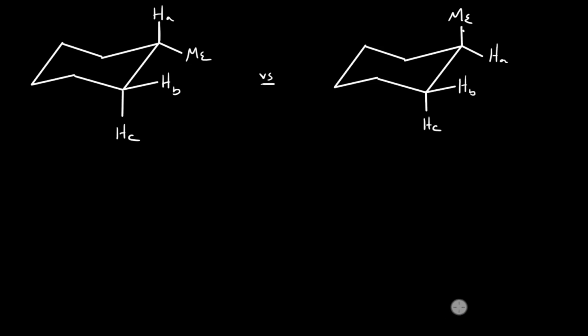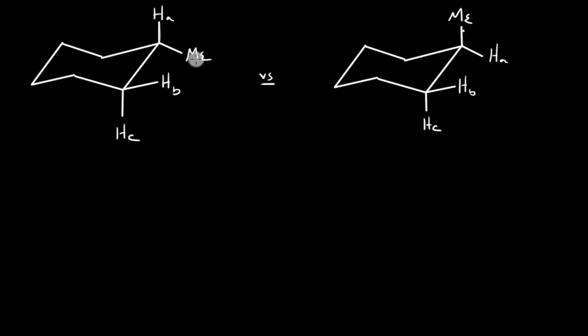So now that you're a little bit more comfortable with equatorial and axial positioning, we can actually start to talk about the stabilities of these two positions. A lot of the time in OChem we like to talk about stability, and this equatorial and axial positioning is really no different. So for these two chair conformations, we actually have two different orientations for the methyl group.